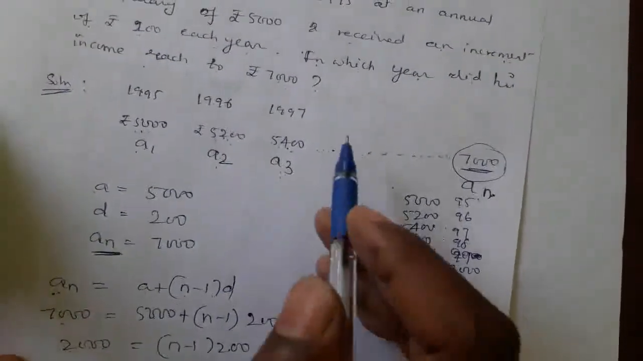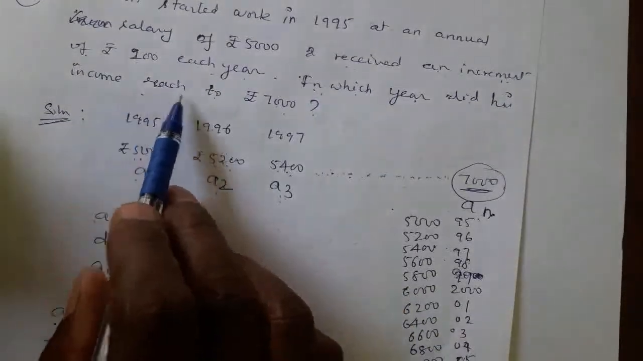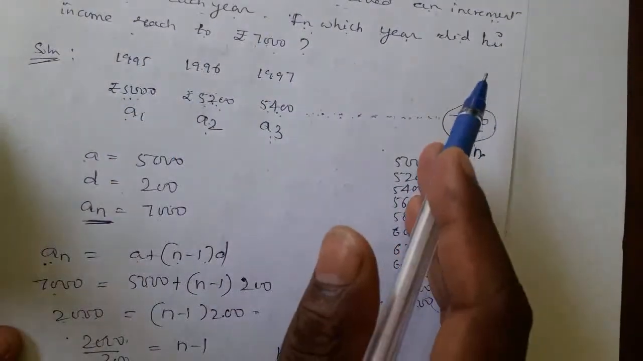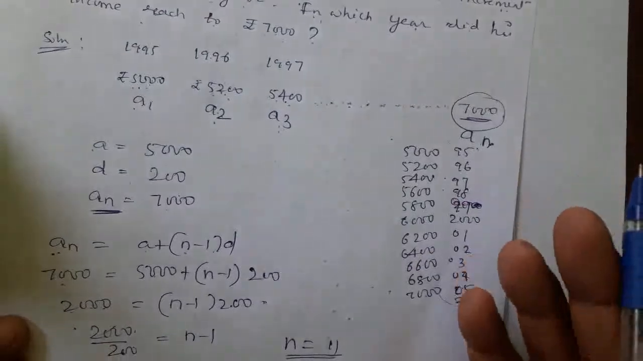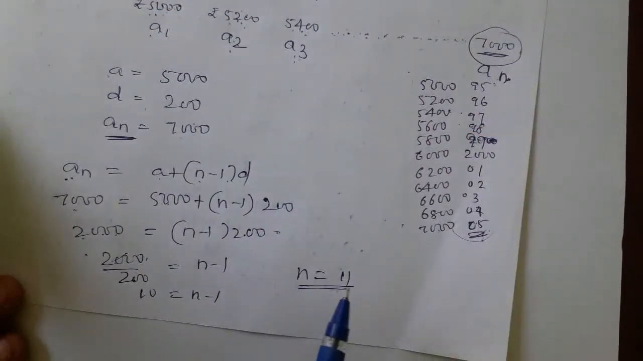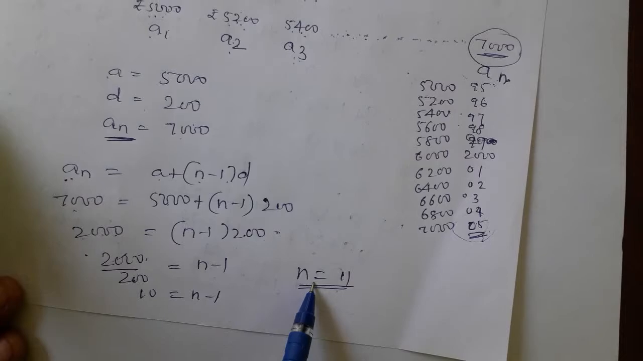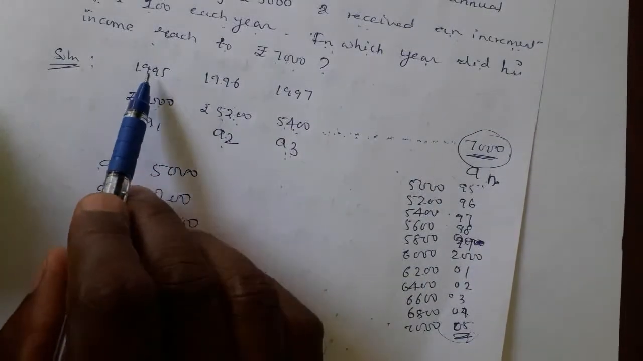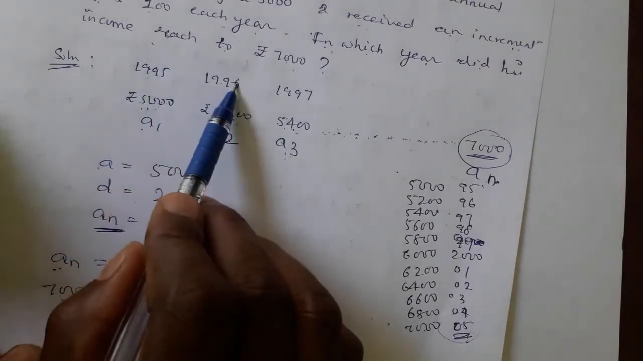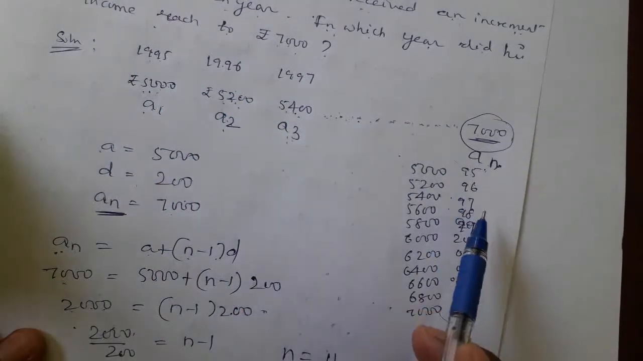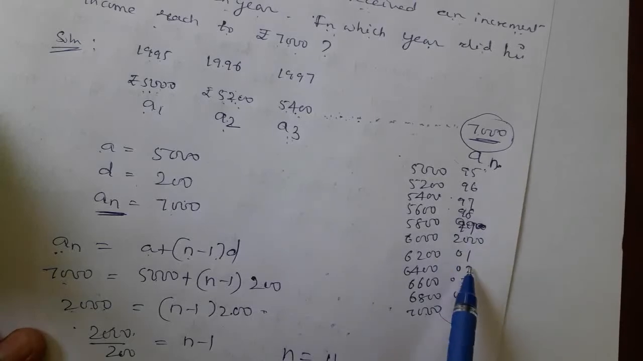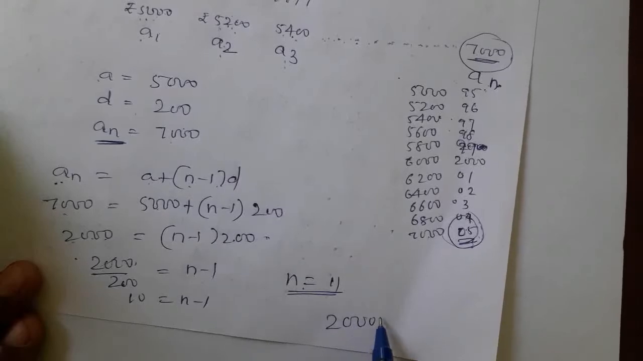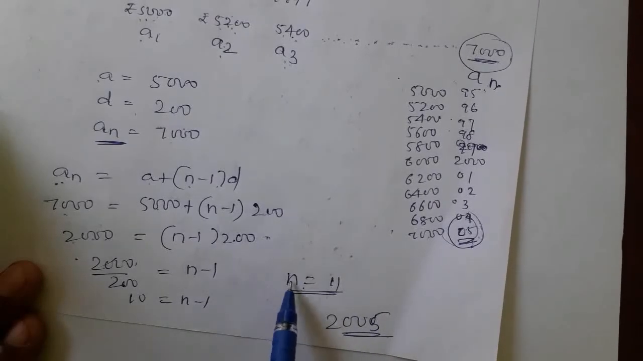So in which year did the income reach 7,000? In the 11th year. The 11th year from 1995 means he gets 7,000 rupees in the 11th year. So how to calculate the 11th year? See, 1995 is 1. We have to count from here: 1995 is 1, 96 is 2, 97 is 3, 4, 5, 6, 7, 8, 9, 10, 11. That means 2005.